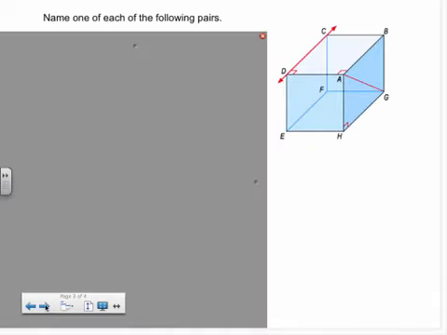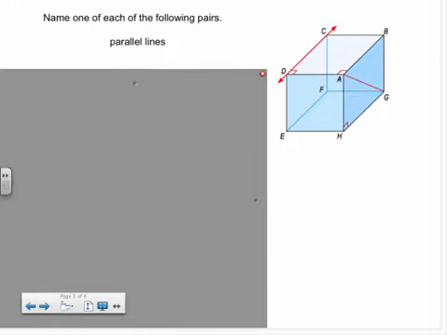Okay, so in our next example here, we have this 3-dimensional figure. It's another box, if you want, a rectangular prism. And I need to name each of the following pairs on here. So this will give us some really good practice with recognizing and naming a bunch of different figures.